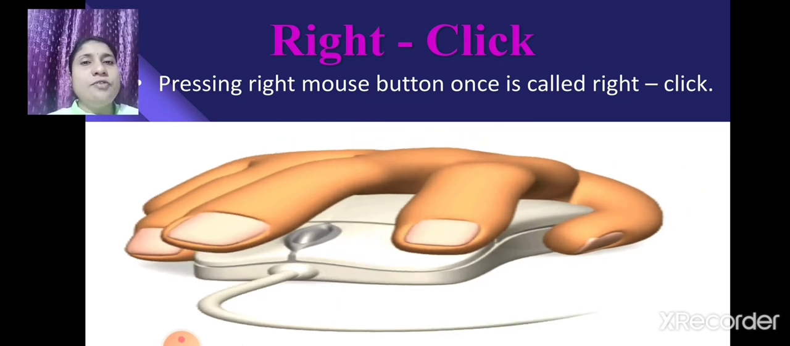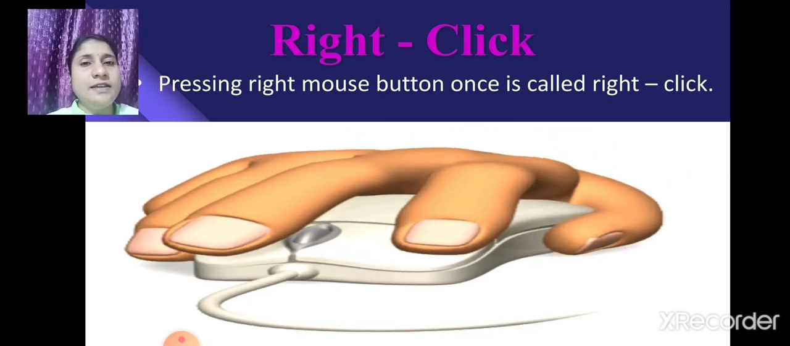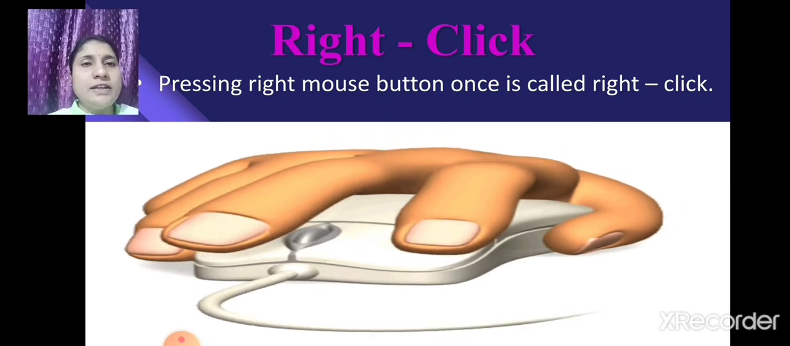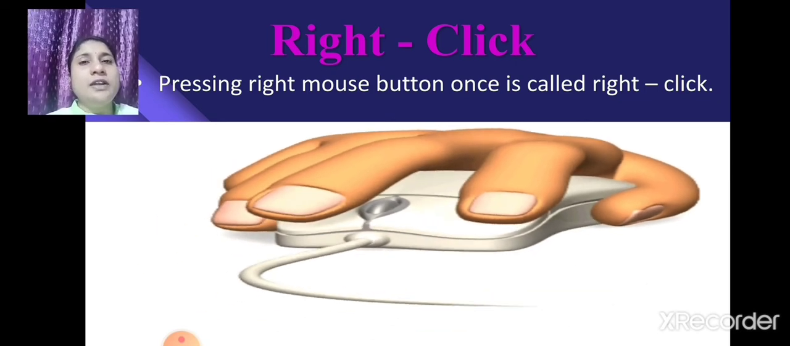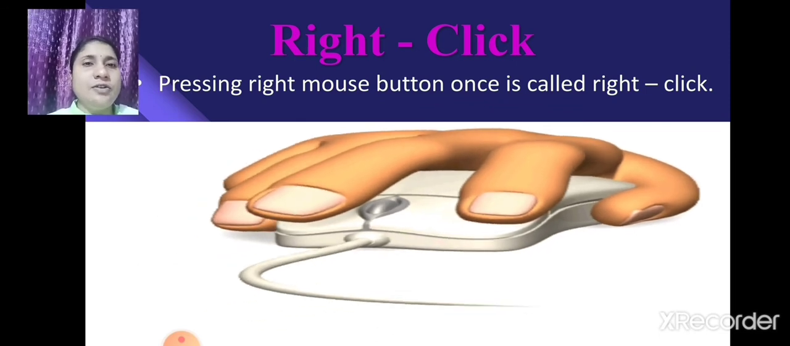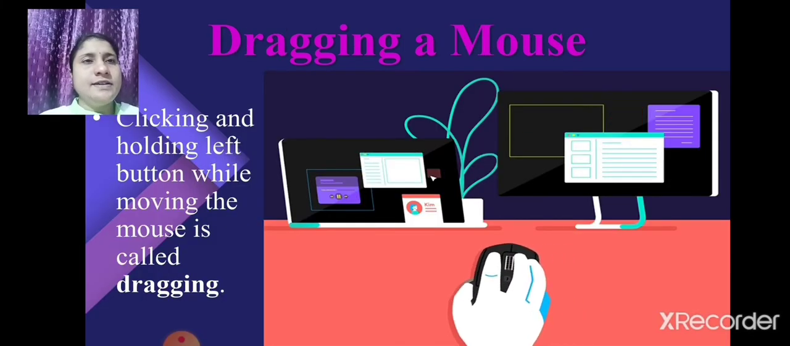Getting it now, all of you? What is single clicking, what is double clicking, and what is right clicking? Yes, single click means you click the left mouse button one time. Double clicking means you click the left mouse button 2 times. And right click, you press the right mouse button only one time. Got it? Yes. Okay, now the next is dragging a mouse.